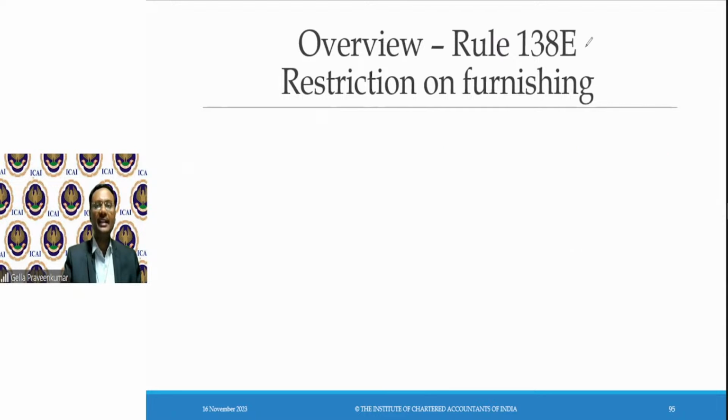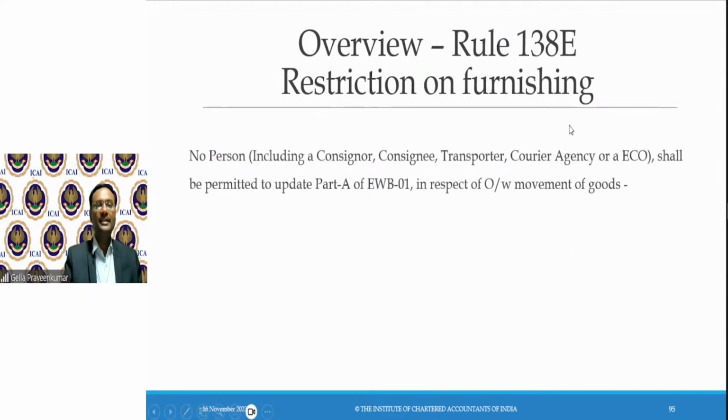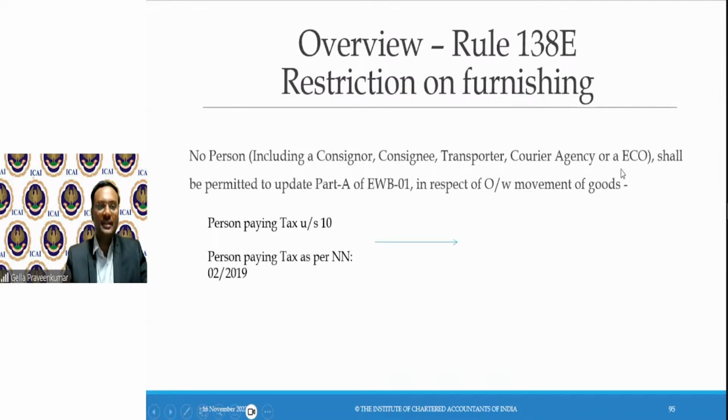Coming to 138E, it says that no person, including consignor, consignee, transporter, courier agency, or e-commerce operator, shall be permitted to update Part A of e-way bill 1 in respect of outward movement of goods for a person who pays tax under Section 10, composition.